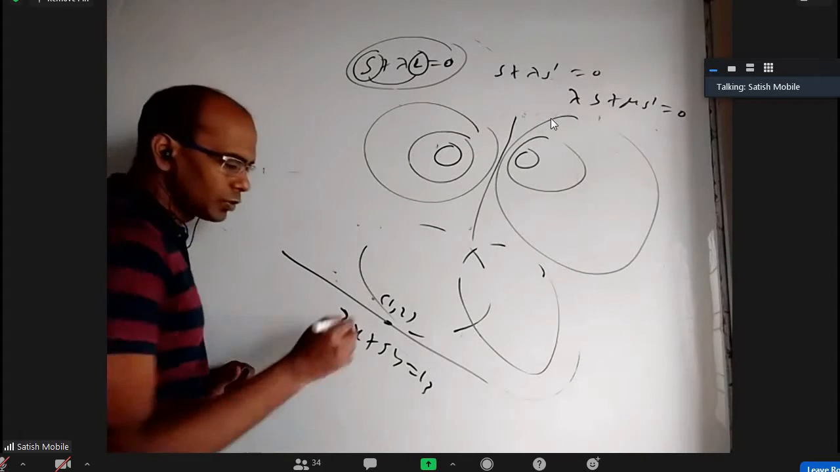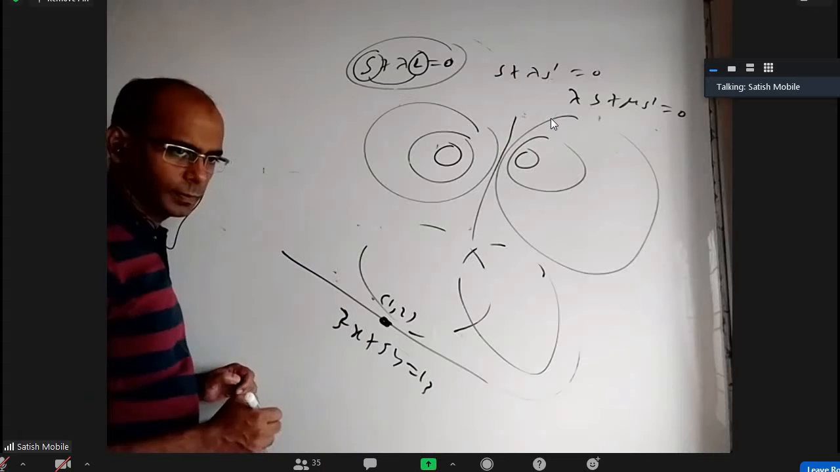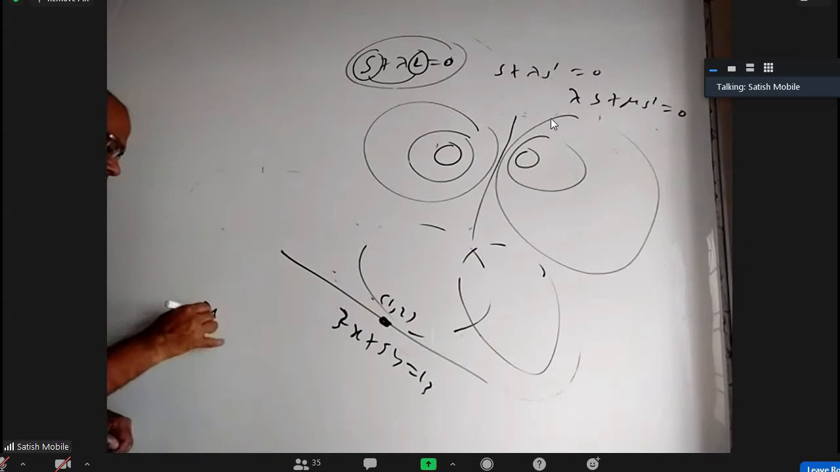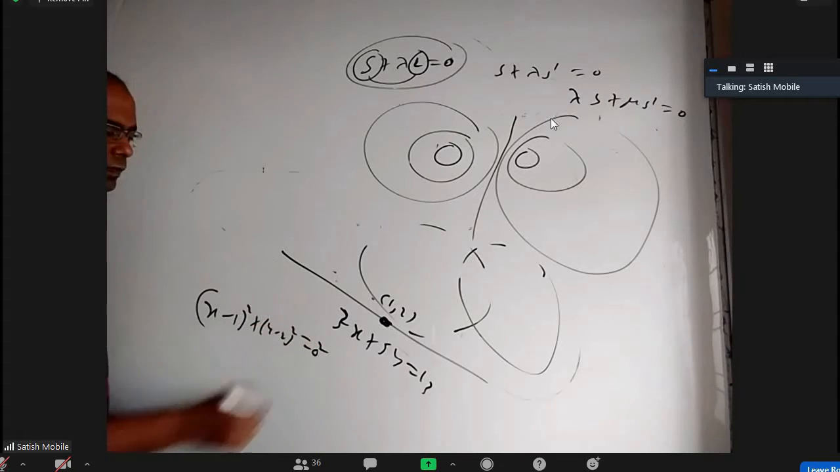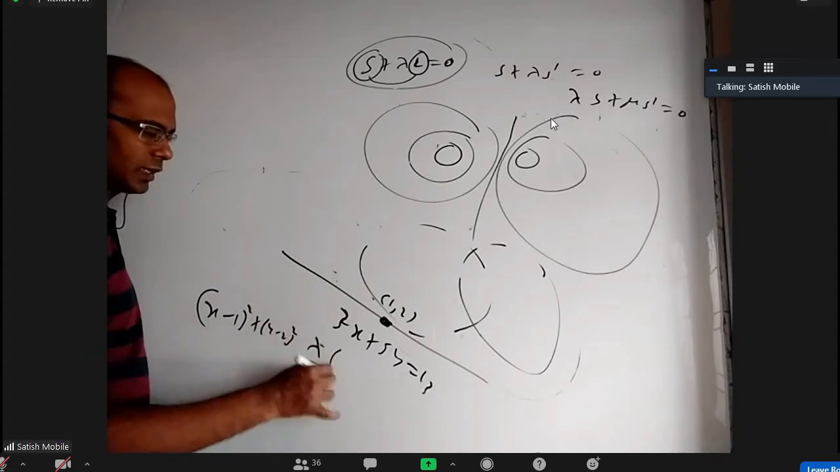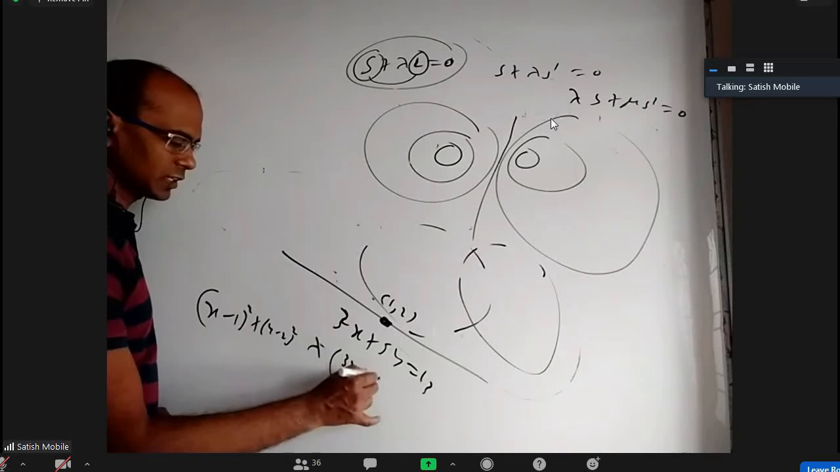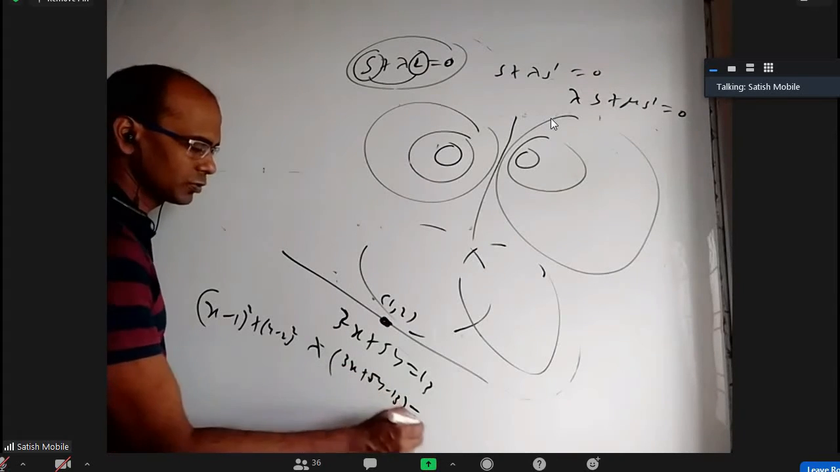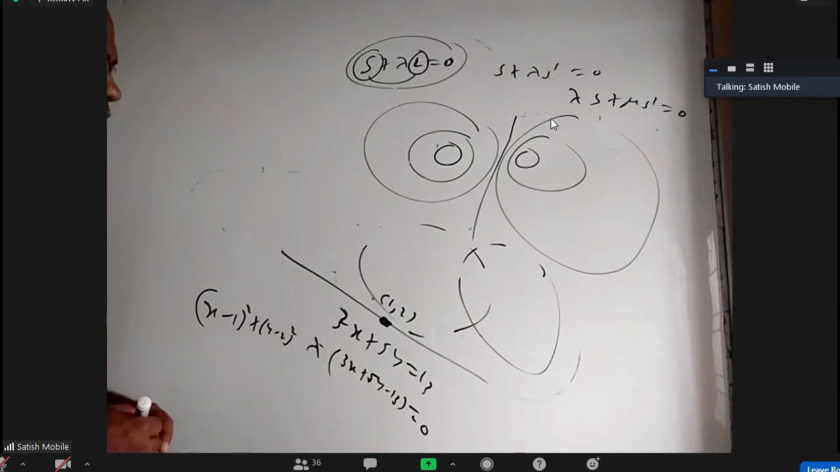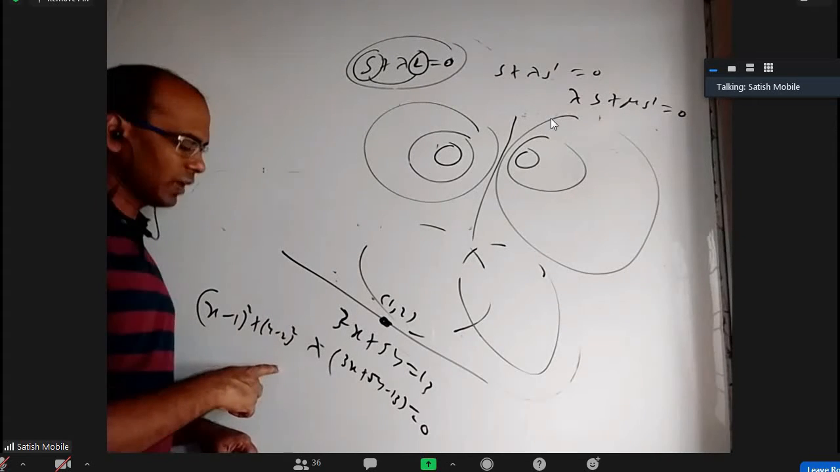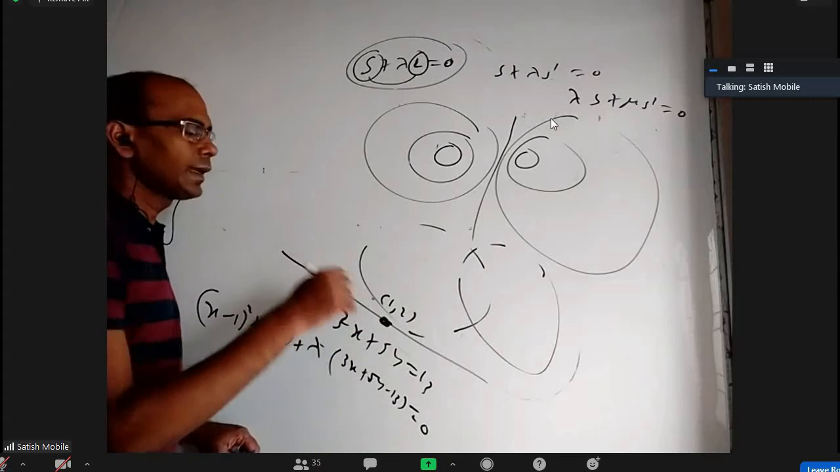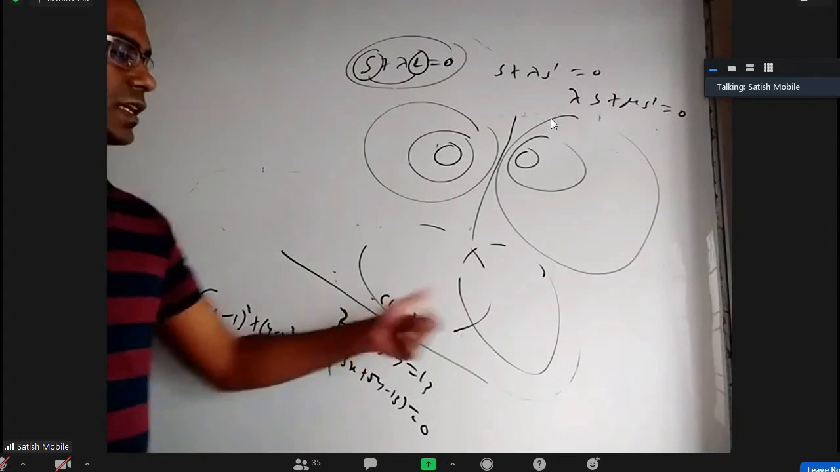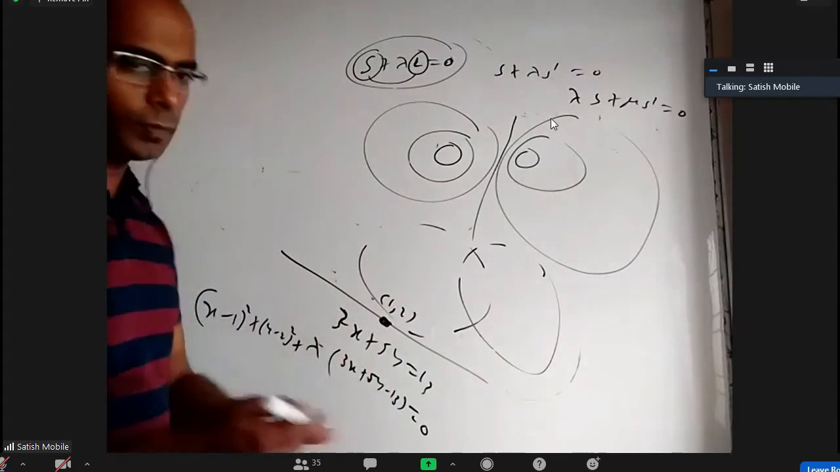Or you can take the point circle. What is the point circle? x minus 1 whole square plus y minus 2 whole square equal to 0 square. That plus lambda times this line, which is 3x plus 5y minus 13 equal to 0. It's like S plus lambda L equal to 0. This equation will cover all circles touching this line at this point. Among them, to find which will intersect orthogonally with this circle, apply the orthogonality condition, and you get that lambda.